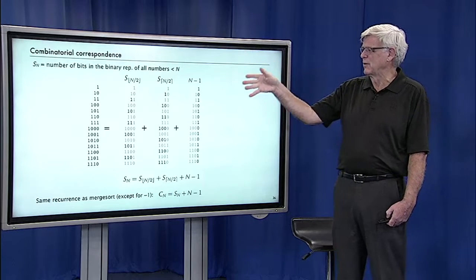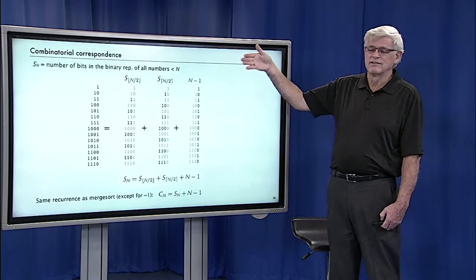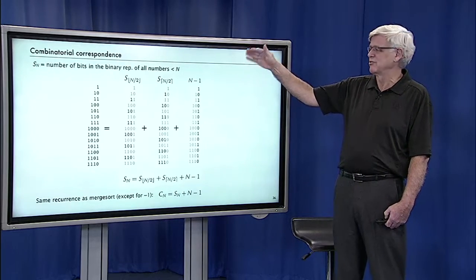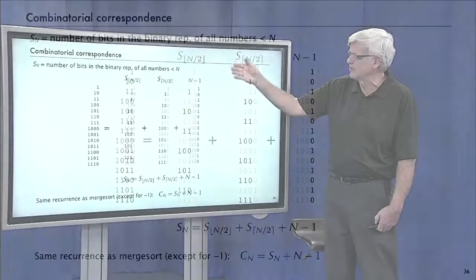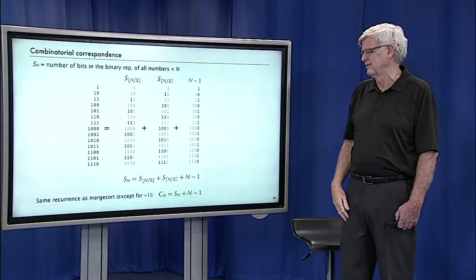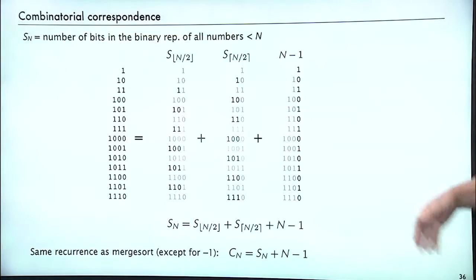Here's a combinatorial way to prove the same thing. If s sub n is the number of bits in the binary representation of all the numbers less than n, then over on the left is all the numbers less than 15. And what we do is carve off the rightmost bit. If you carve off the rightmost bit, then taking every other number, you get s of floor of n over 2. So it's just counting 1, 2, 3 up to floor of n over 2.